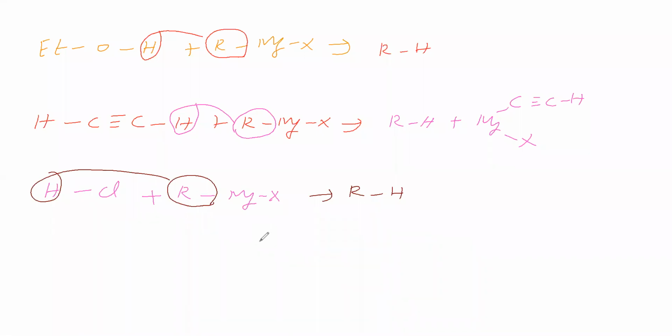Next, reaction with carbon disulfide. We will take a primary aliphatic amine. To this we are adding HgCl2, mercury chloride. So we added mercury chloride here. What is the product that we will see?